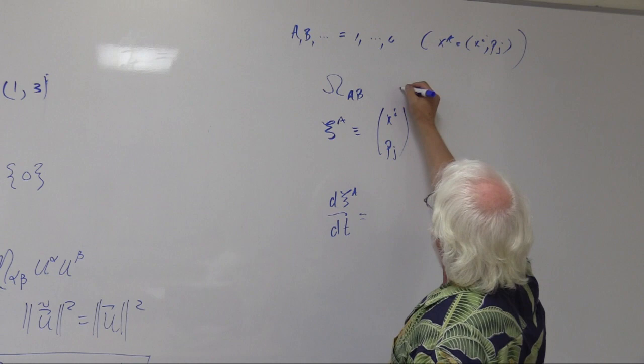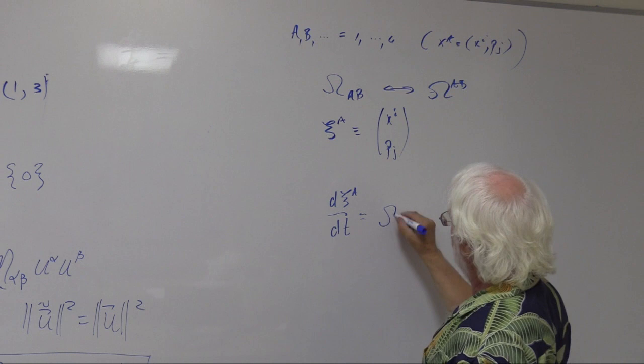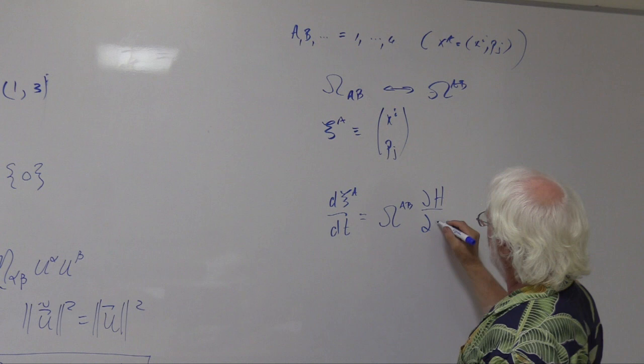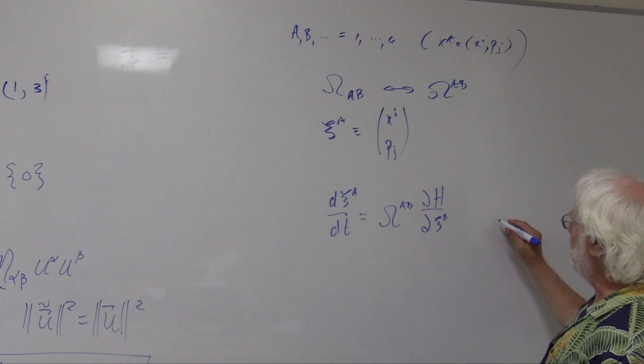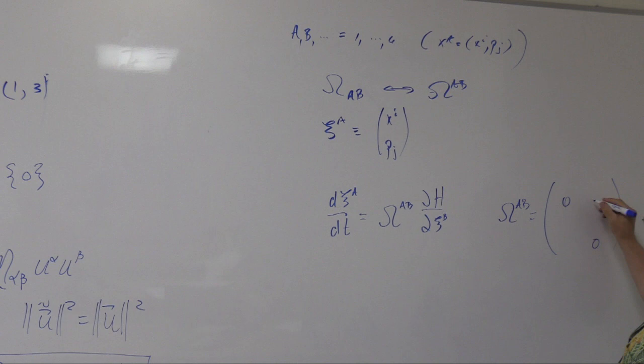let's make this invertible, so I've got a Xi_AB. What I want is Xi_AB times the partials of the Hamiltonian with respect to the Xi's. Now, this works out to be exactly Hamilton's equations if Xi is basically the off-diagonal anti-symmetric Kronecker deltas.